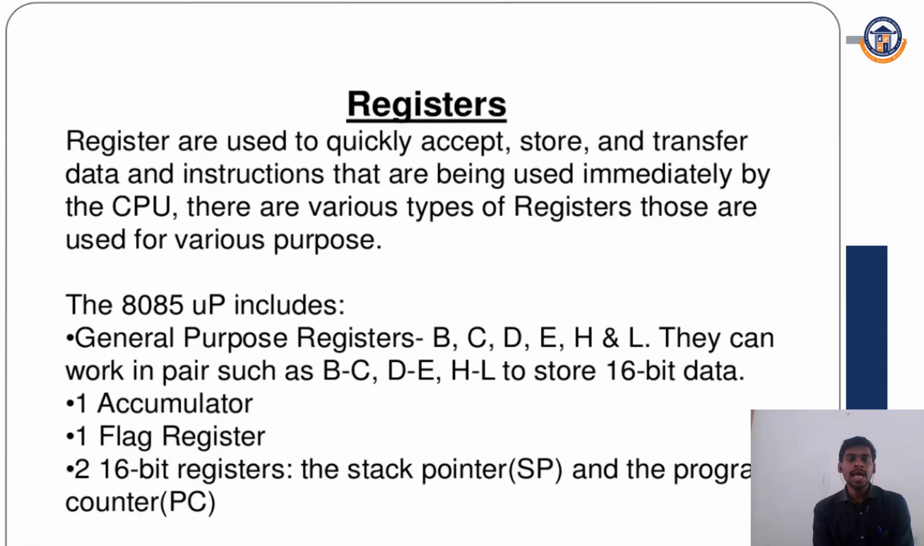Then registers. Registers are used to quickly accept, store, and transfer the data and instructions that are being used immediately by the CPU. There are various types of registers, used for various purposes. The 8085 microprocessor includes general purpose registers: BC register, DE register, and HL register. They can work in pairs such as BC, DE, HL. These are used to store 16-bit data. Then the accumulator, flag register, and the 16-bit registers, the stack pointer and program counter.